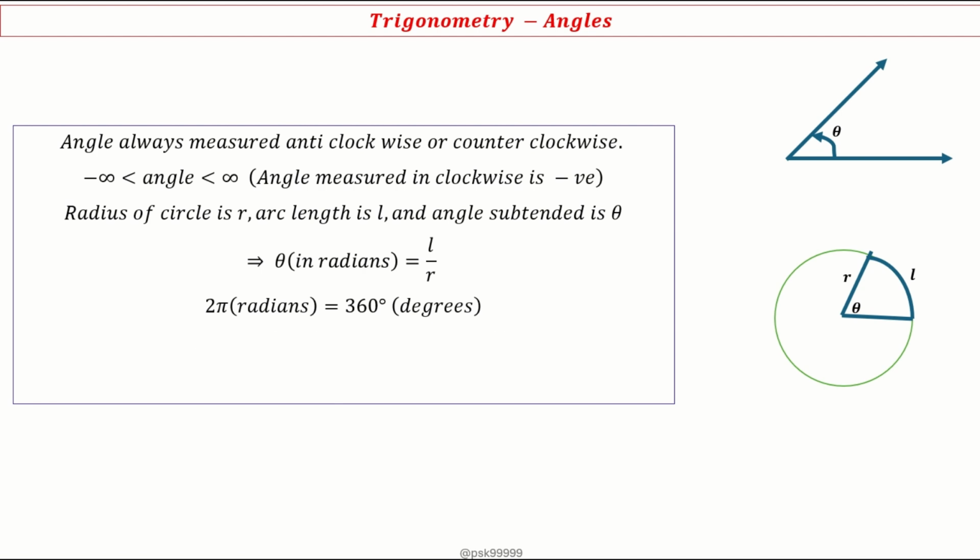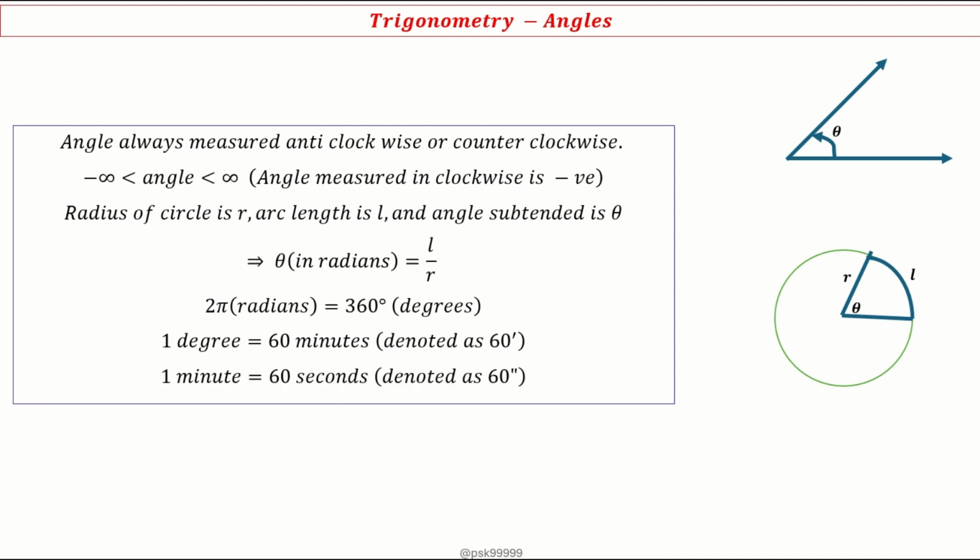Okay, and the degrees are further divided into minutes. So 1 degree is 60 minutes, denoted as 60 dash. Okay, and 1 minute is equal to 60 seconds, which is denoted as 60 double dash. Okay, you can call it double dash or double quotes. Okay, 60 seconds it is. Okay, these are the basics of the angles.